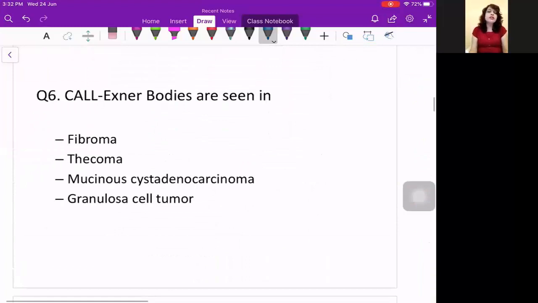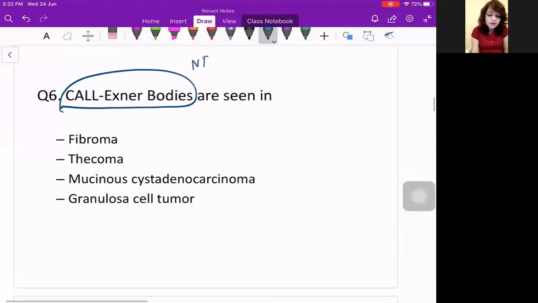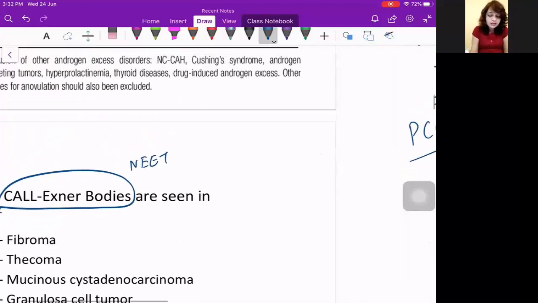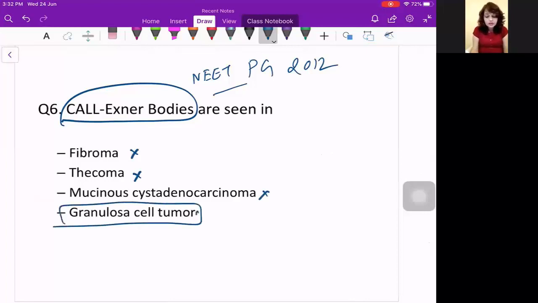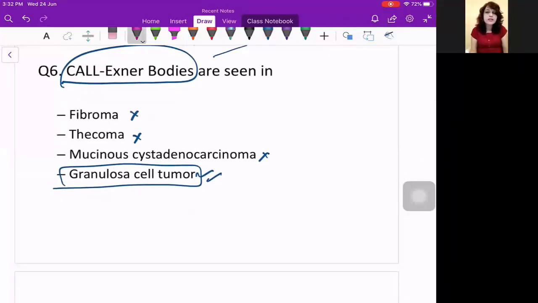Now, next question is, Call-Exner bodies are seen in? That is a very straightforward question. And I remember in the NEET PG, when the DNB started taking NEET PG in 2012, this was a straight question being asked. So it is not in fibroma, not in mucinous tumor. The correct answer is granulosa cell tumor. Okay. So Call-Exner bodies are seen in granulosa cell tumor.